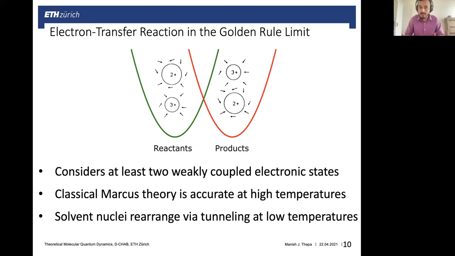This electron transfer reaction involves at least two weakly coupled electronic states, since we're in the golden rule regime. There's a very famous approach called Marcus theory, and Rudolph Marcus won a Nobel Prize for developing a theoretical framework for electron transfer reactions. It's very accurate for treating systems at high temperature, but at low temperature it fails because it doesn't include nuclear quantum effects. In my PhD thesis, I devised a technique to include nuclear quantum effects in electron transfer reactions, especially for condensed phase electron transfer reactions. And that's what I'm going to show you.